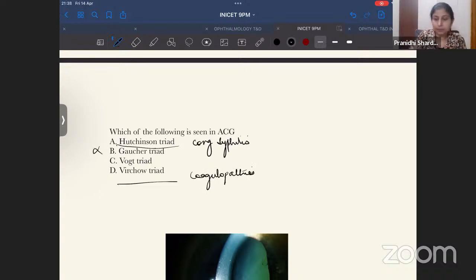Gotcher triad, so I don't think that exists. I haven't studied for Gotcher triad. Bogged triad is seen in angle closure glaucoma. Bogged stria is seen in keratoconus, and Bogged triad is seen in acute angle closure glaucoma.